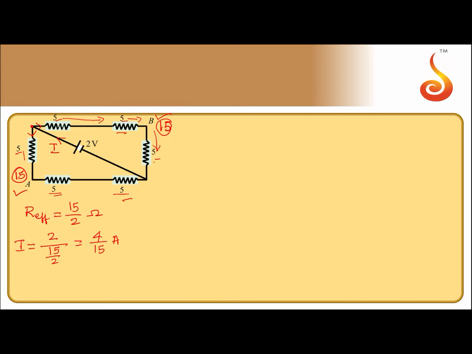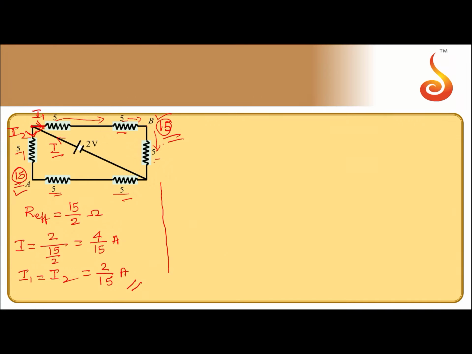Now another interesting thing is, when the current goes along this path, if I call it I1 and this path I2, clearly I1 and I2 should be equal because resistances are equal. This side also 15, this side also 15. So both the resistances are equal. So current I divides equally among I1 and I2. So they should be equal to half of I, so it should be 2 by 15 ampere. These things we can make out in the beginning itself.